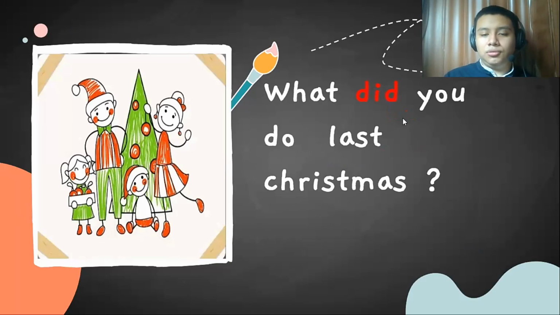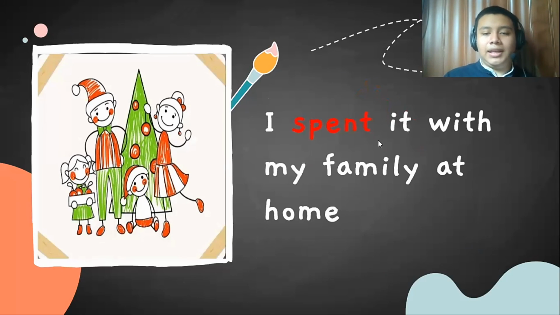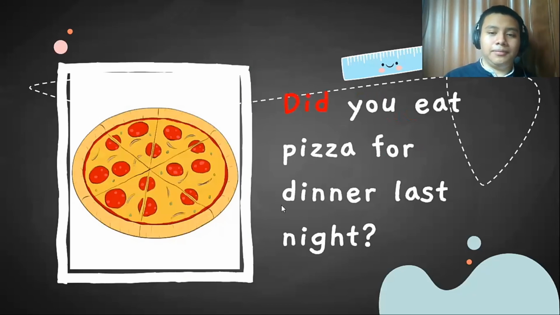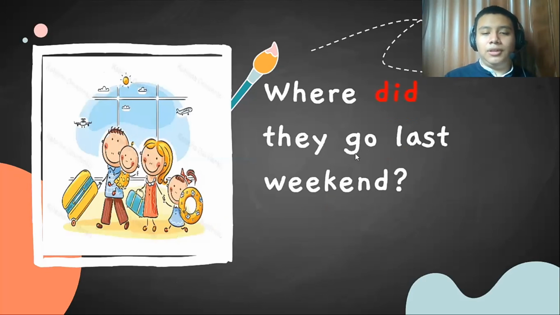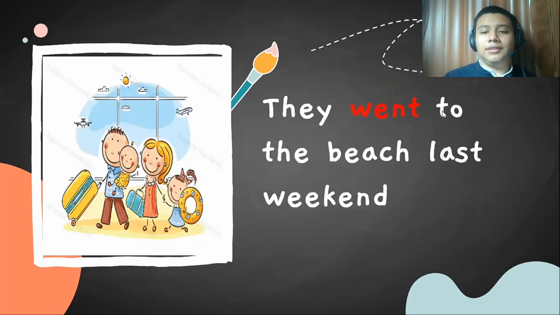What did you do last Christmas? I spent it with my family at home. Did you eat pizza for dinner last night? No, I did not eat pizza. Again, since we are using the negative form, the verb does not change. Where did they go last week? They went to the beach last week.